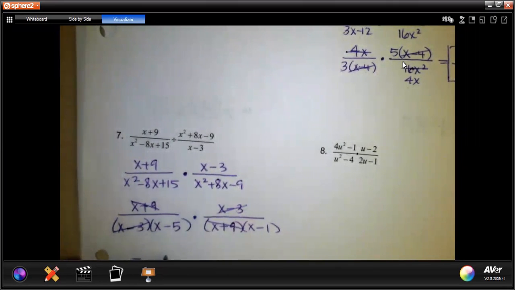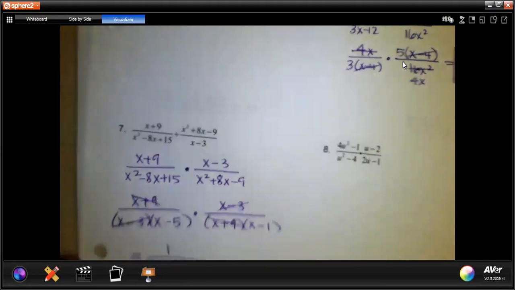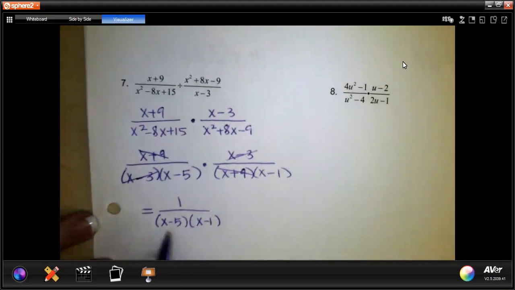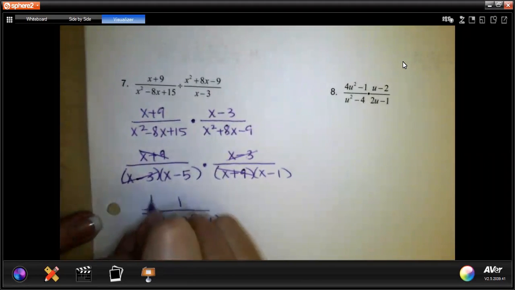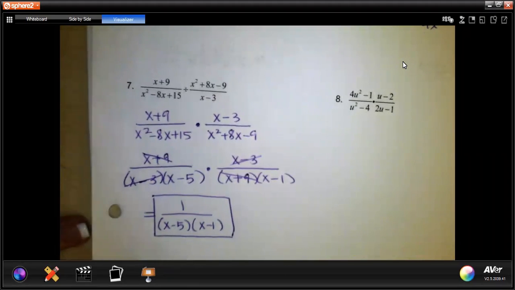1 times 1 is just 1. And then x minus 5 times x minus 1. Oh, you can't see that. There we go. And so this could be or should be your answer right here. You can leave it in the factored form to show that nothing else cancels. You could multiply that bottom out as well.